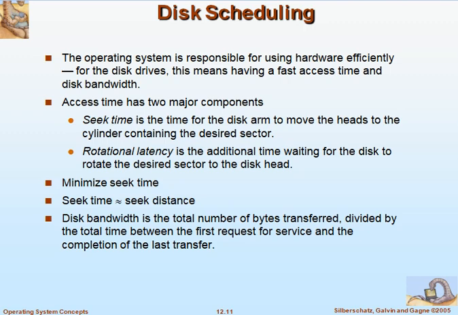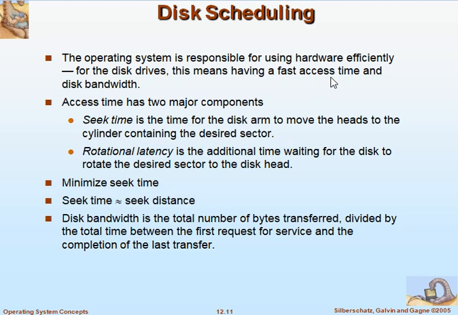In this session, we are going to discuss disk scheduling. Disk scheduling is a very important operation that needs to be performed by the operating system, and the scheduling should be done in such a way that there is a very fast access time and also a larger disk bandwidth. The operating system is responsible for using hardware efficiently for the disk drives. This means having a fast access time and disk bandwidth.